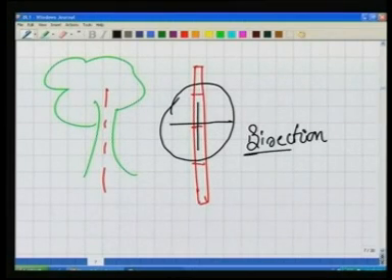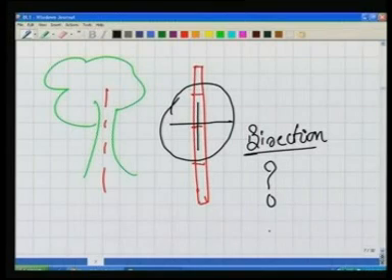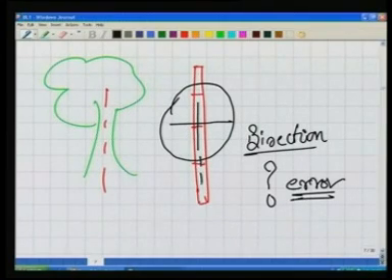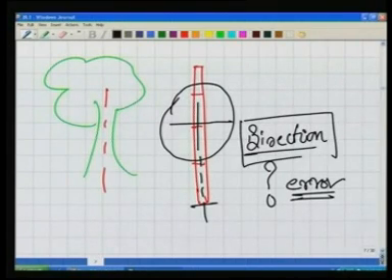Now the question is, can we really align it? Will there be some error? Yes, we can never align it truly to the point or to the center of the ranging rod. So there will be some error because of the bisection.